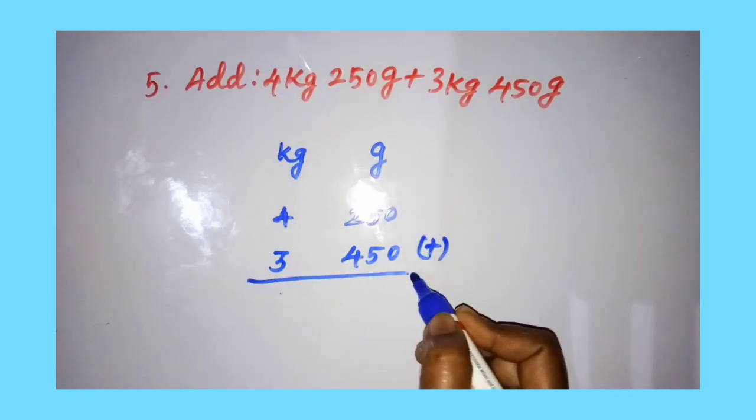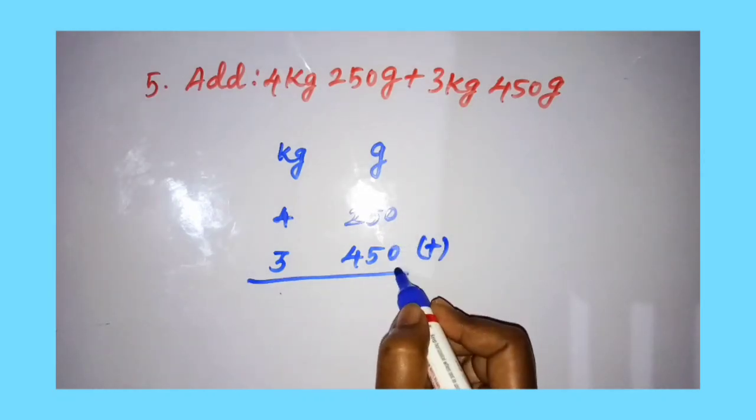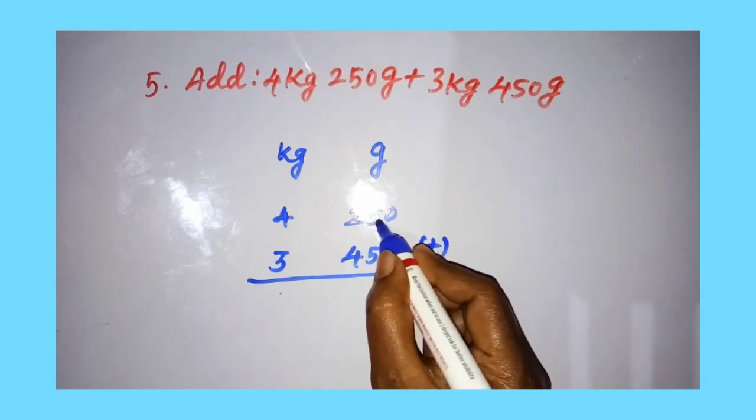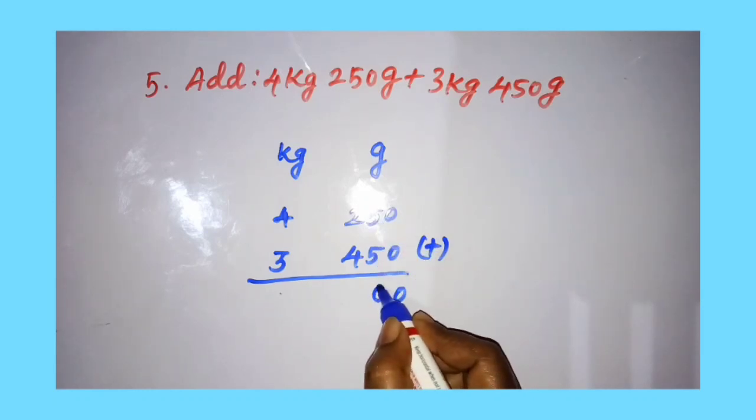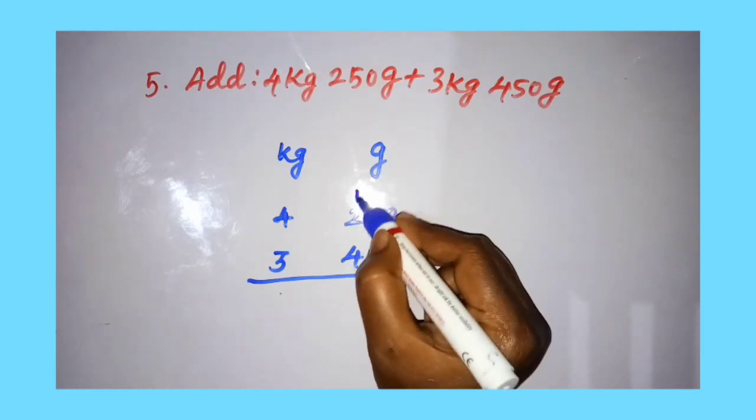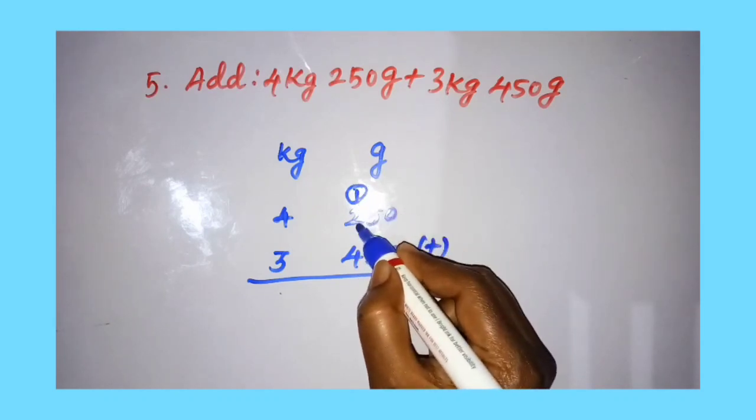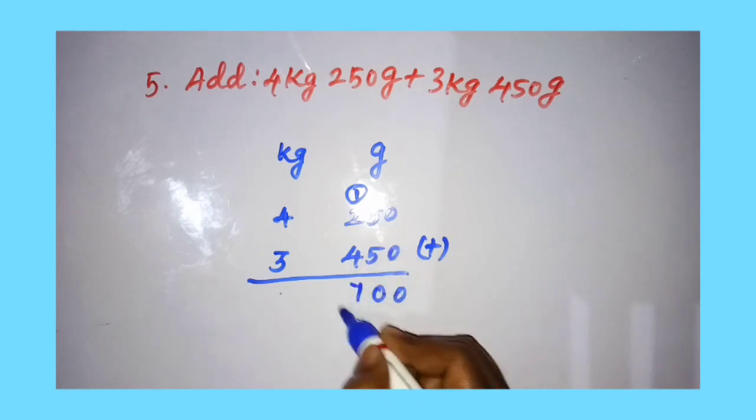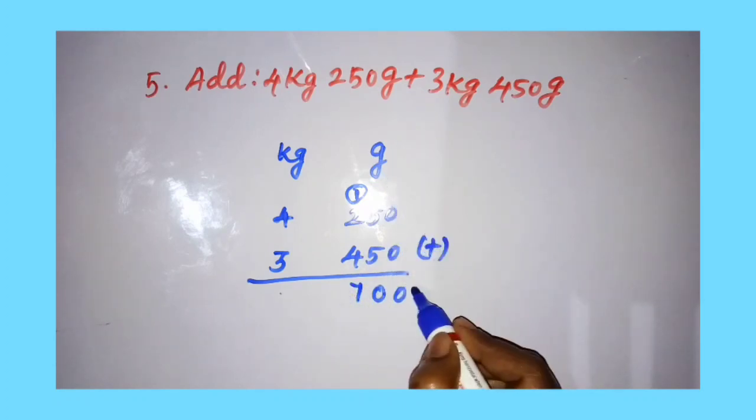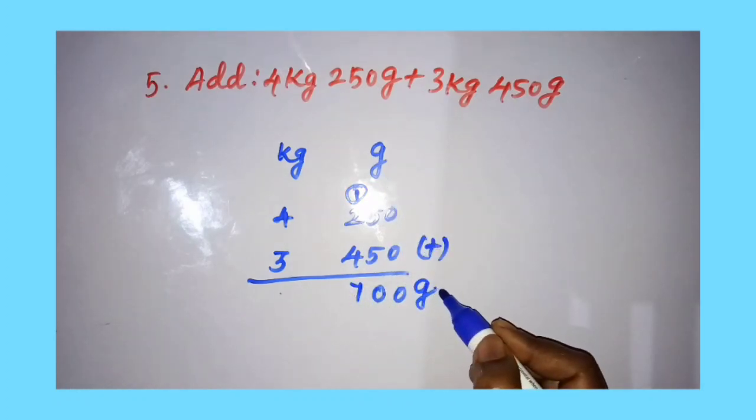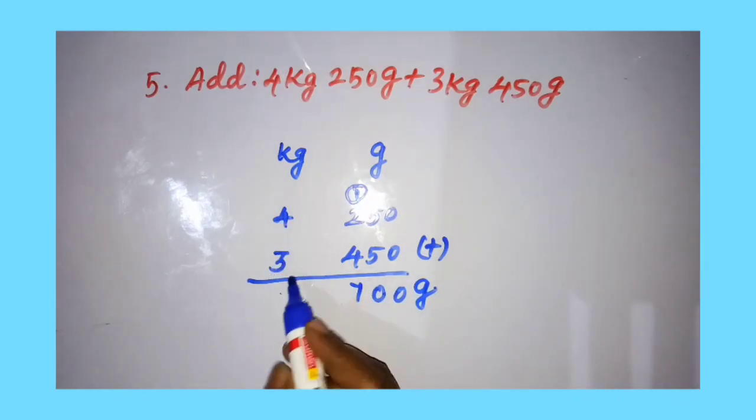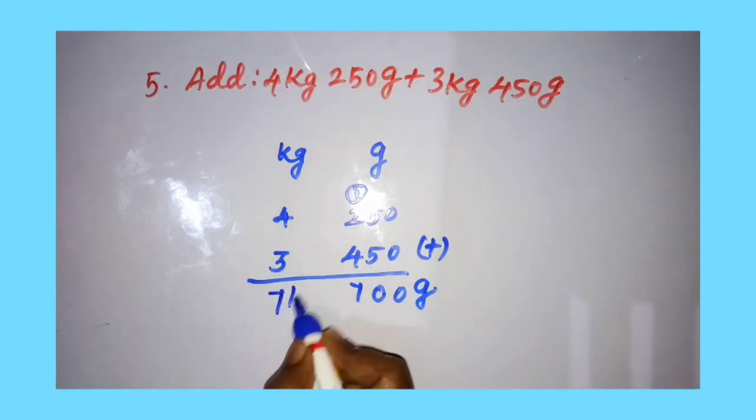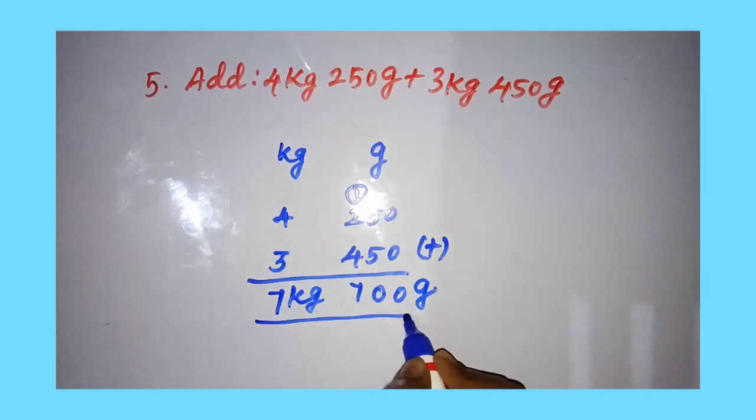Now add the values. 0 plus 0, 0. 5 plus 5, 10. 10 is 0, carry 1. 1 plus 2, 3. 3 plus 4, 7. So this one is finished. The measurement is gram, so put gram. 4 plus 3, 7. So the answer is 7 kilogram 700 gram.